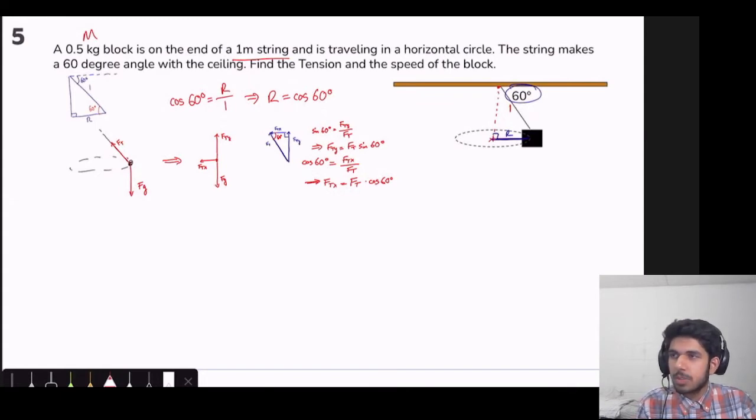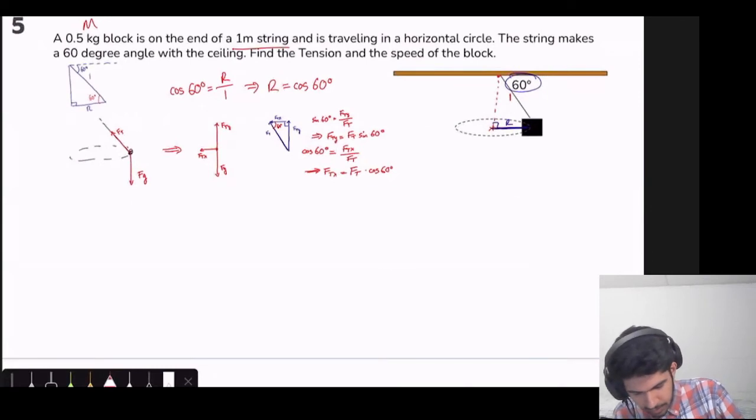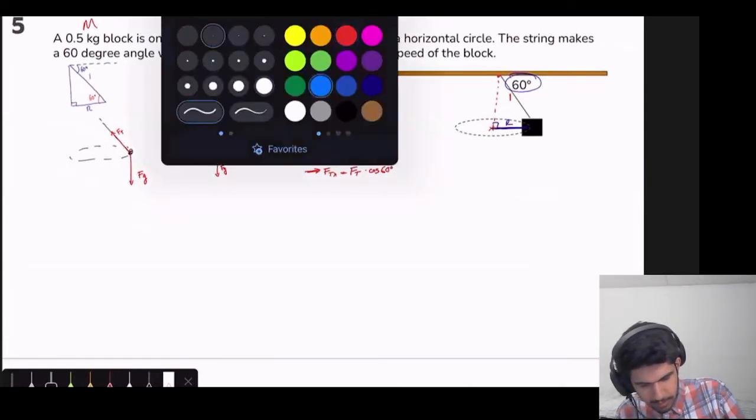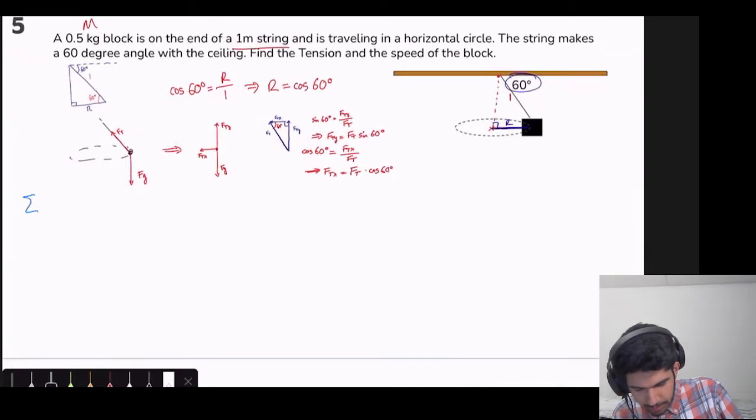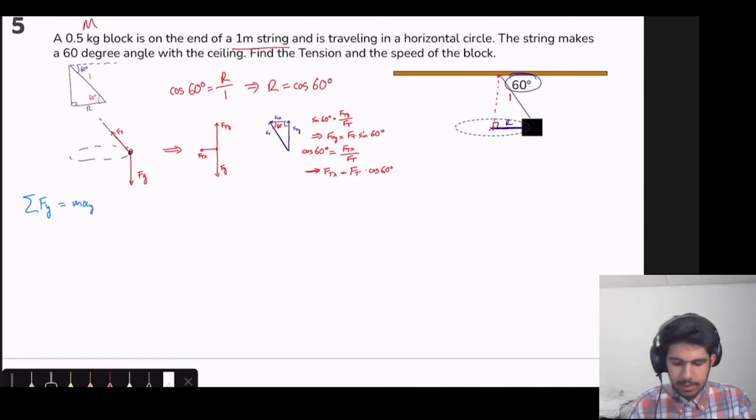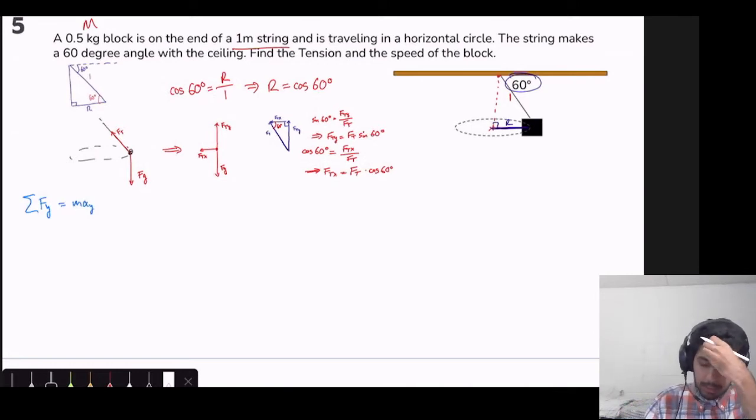Well, we can sum the forces in certain directions. In this case, let's sum the forces in the y direction, because why not? Let's use a different color. Light blue, I suppose. So let's just sum the forces in the y direction, and that should be equal to m times a sub y. And it's important that we have the correct subscript here. It is indeed the y direction, for a couple of reasons.